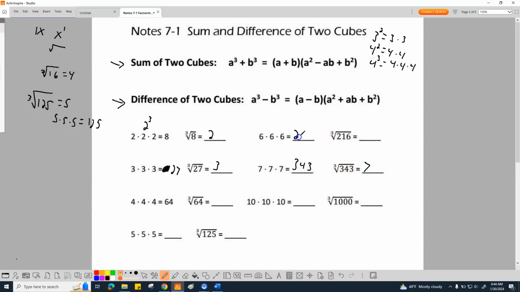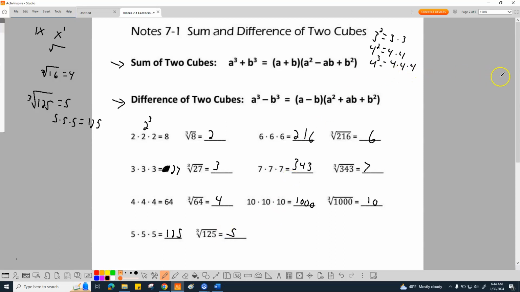So I'm going to fill these out. This is basically how it works. It may take a time for your brain to sink in, but it's not that hard. You just have to accept that the cube root means it's looking for that number. So the cube root of 64 is 4. 10 times 10 times 10 is 1,000, y'all, so the cube root of 1,000 is 10. 5 times 5 times 5 is 125, which means the cube root of 125 is 5.